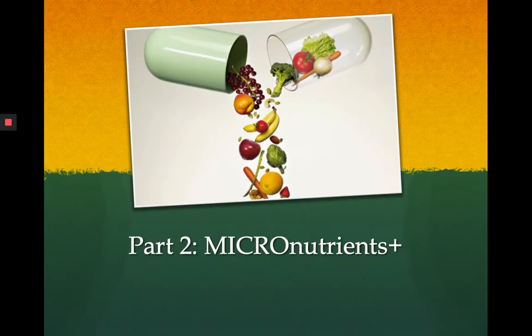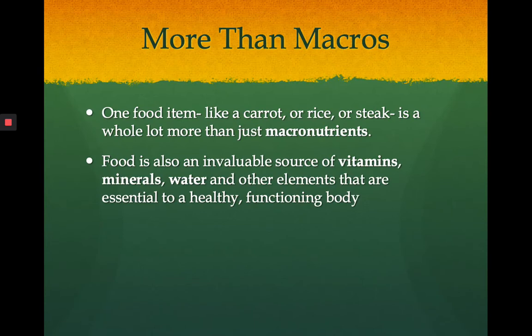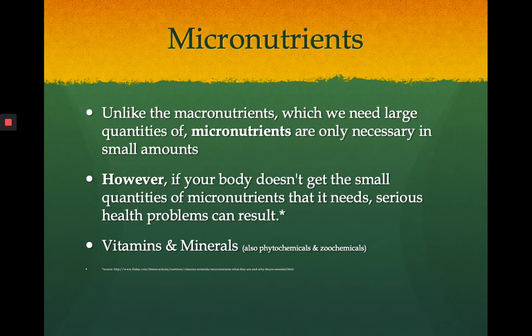Let's talk about the micronutrients. We've just wrapped up our macronutrients. Let's take a look at the micronutrients. So food is a lot more than just macronutrients. One food item like a carrot or rice or steak is a whole lot more than just carbohydrates, proteins, or fat. Food is also an invaluable source of vitamins, minerals, water, and other elements that are essential to a healthy, functioning body. Unlike the macronutrients, which we need large quantities of, the micronutrients are only necessary in small amounts. However, if your body doesn't get the small quantities of micronutrients that it needs, serious health problems can result.